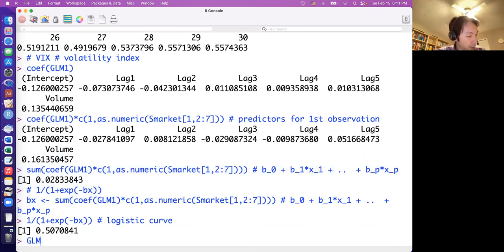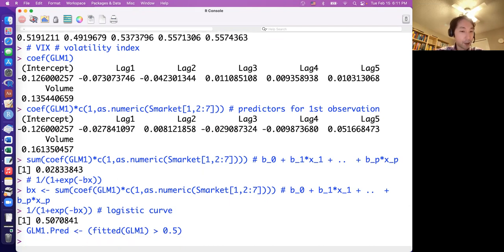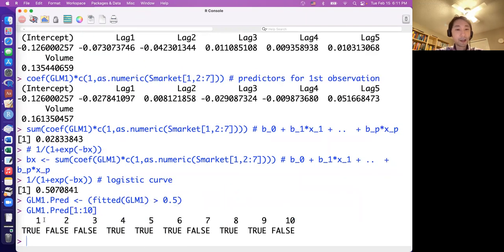Yeah, and the GLM1 predicted, so we use just the base rule. So if fitted value is more than 0.5, then we predict that the stock market will be up today. So GLM1 predicted. Our prediction is here: the first day and the fourth day, fifth day, sixth day, and eighth day, ninth day, stock market will be up.